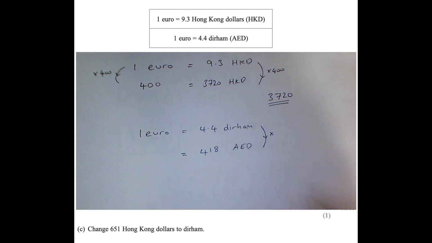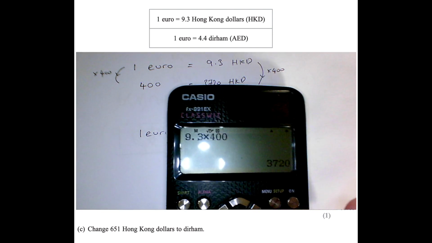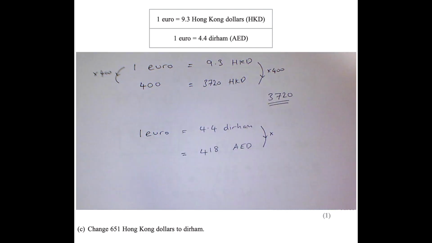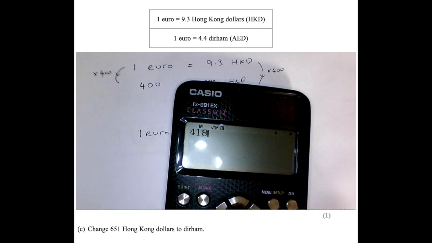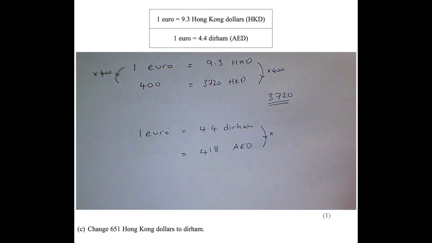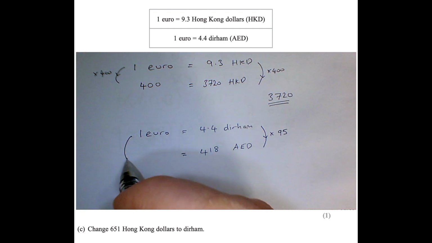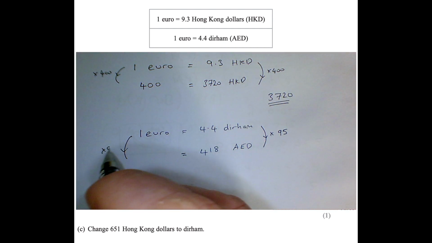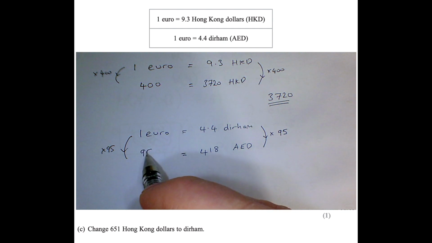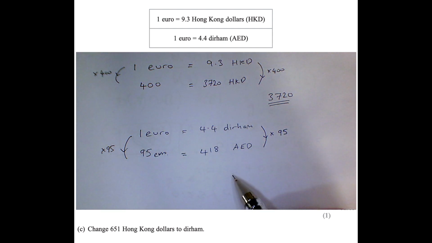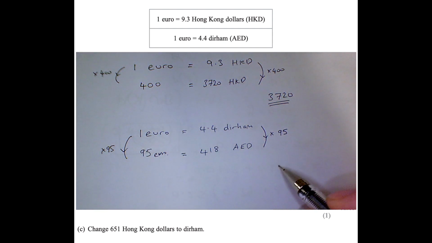Well, I don't really know, so I'll get my calculator and do a division. So 418 divided by 4.4 will tell me how many there are for each one. So it's 95 times bigger, in actual fact. Okay, so the euro has to also be multiplied by 95. And that gives me 95 euros. So doing it for one side of the equation, what you do to one side, you must do to the other side. So here we have 95 dirham.